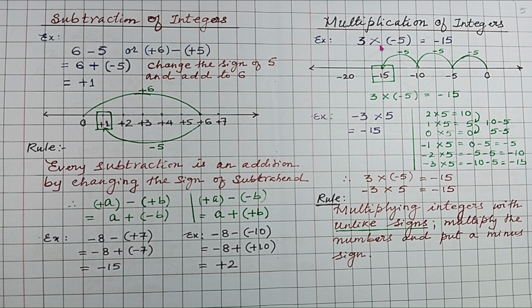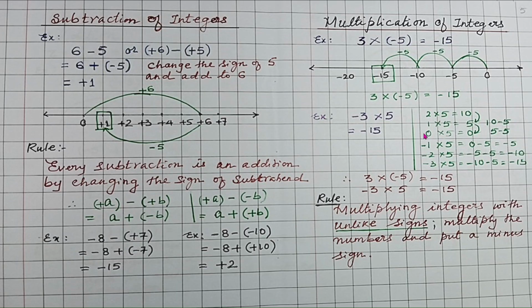Multiplication of integers. When we multiply 3 with minus 5, multiplication is nothing but repeated addition. That means I have to add minus 5 three times. So from 0, jump to minus 5. From minus 5, again minus 5, jump, minus 10, again minus 5, jump, it is minus 15. So 3 into minus 5 is minus 15.